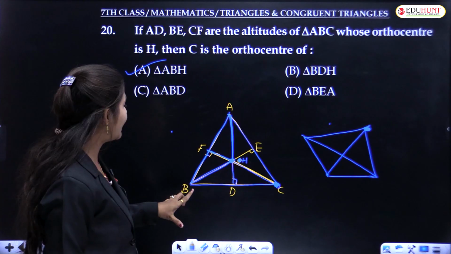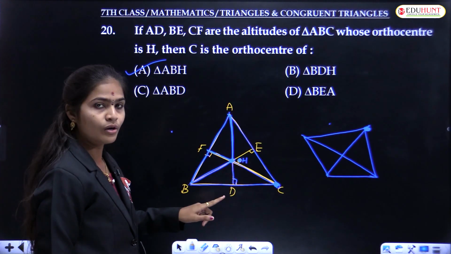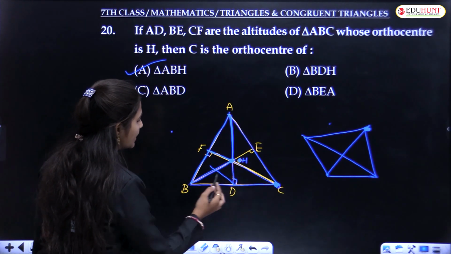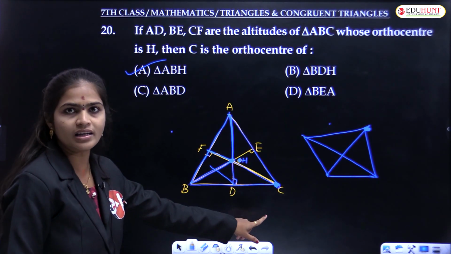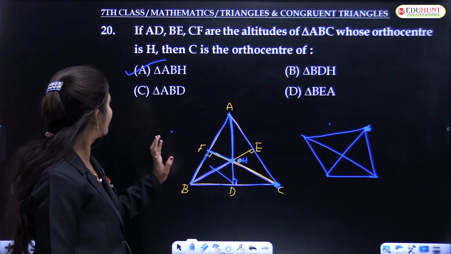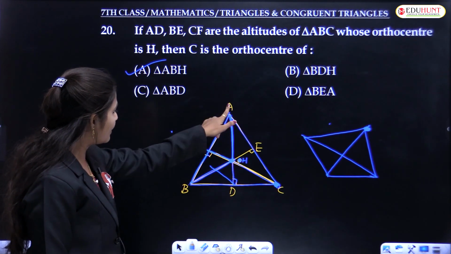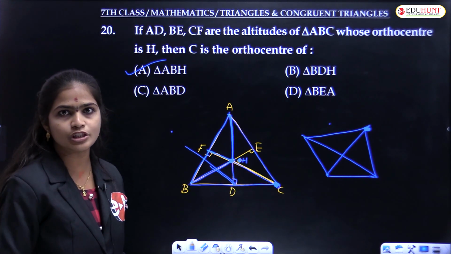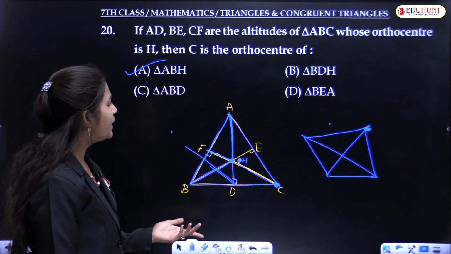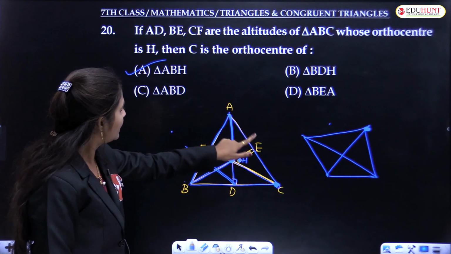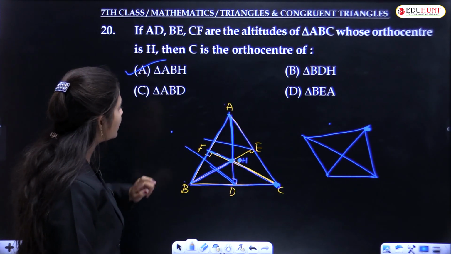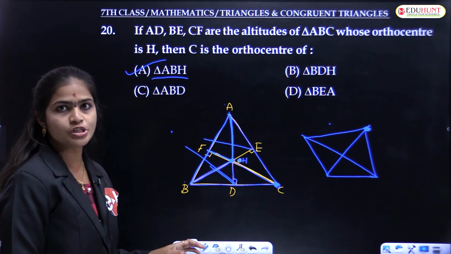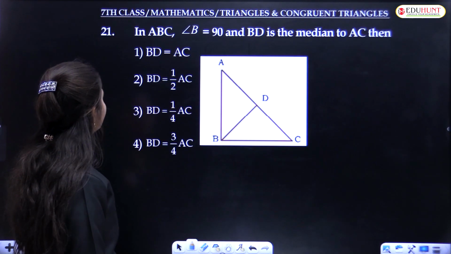If we take BDH, okay, then here this is that altitude, like this we can draw, and from this one we can draw like this, which means C is not the concurrent point here. Okay, so when you observe ABD, then also we can say that this is not a concurrent point. Why? Because here like this we can draw that altitude. Okay, so BEA, here also we can draw that altitude like this. So that's why, which option is correct? Triangle ABH. Okay, so next question.